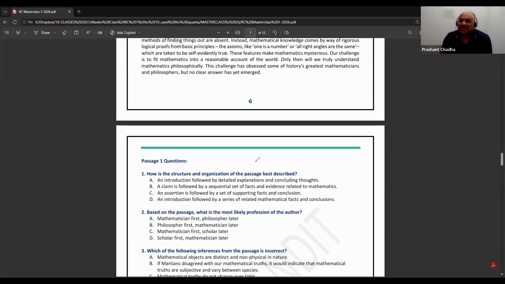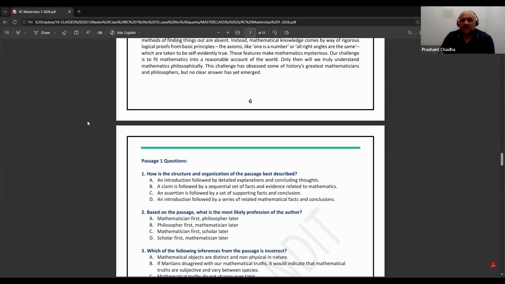Our understanding of what the author does, though you understood mathematics is mysterious, right? A claim is followed by a sequential set of facts and evidence related to mathematics. Is it a sequential set of facts? What would be a sequential set of facts? Are they in a predefined order? Is this evidence and sequential set of facts in any such order, that this happens after this happens after this? That is not happening in the passage. Just this one error which has been introduced in the option. Got it, Hoshang? There is nothing sequential about it.